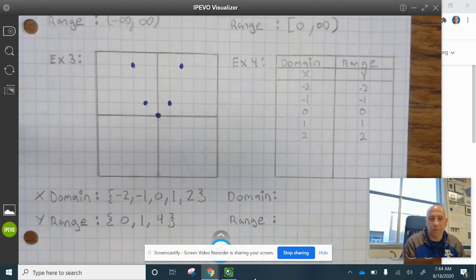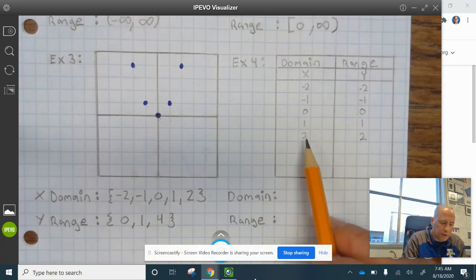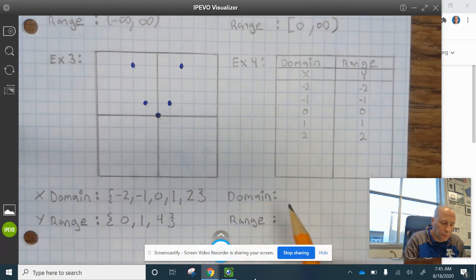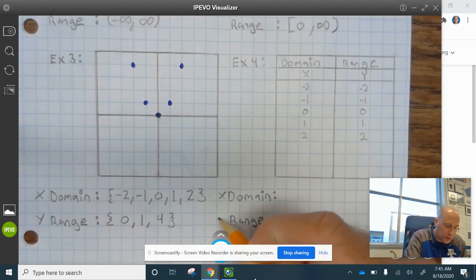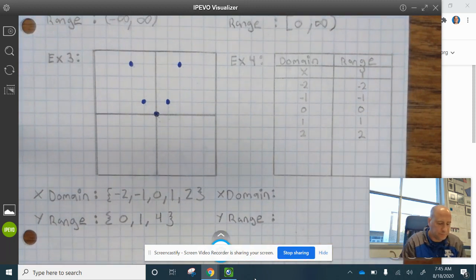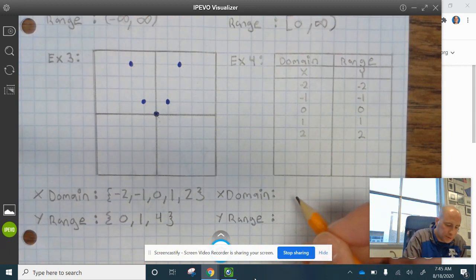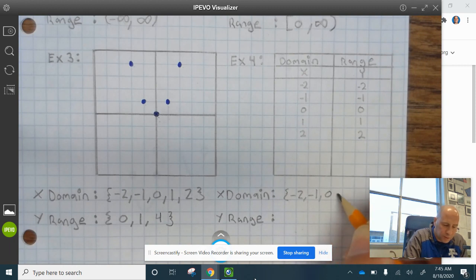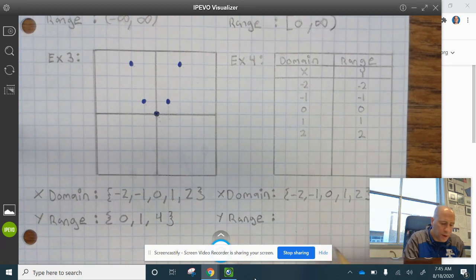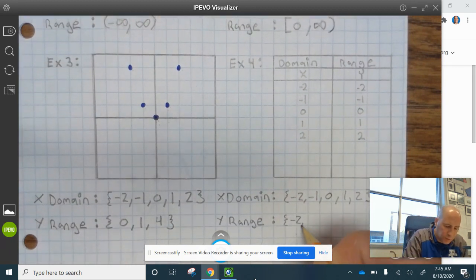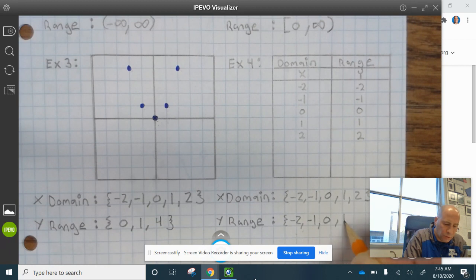Okay, example 4. Now, again, when it's looking at a table or points, the domain is the x values and the range is the y values. All right, so domain is -2, -1, 0, 1, 2. And the range is -2, -1, 0, 1, 2.